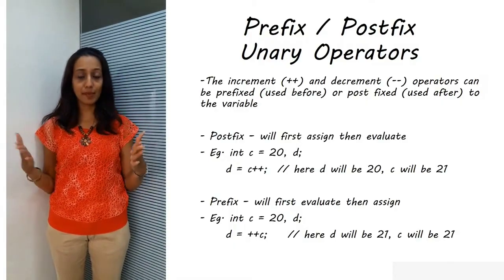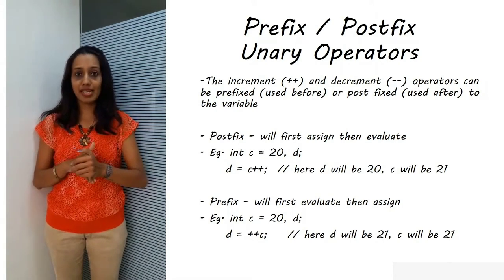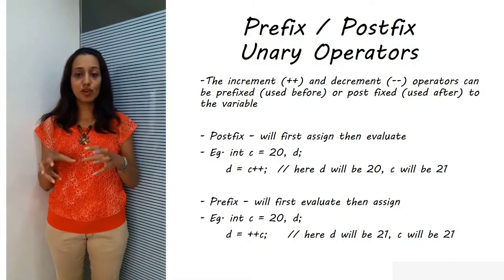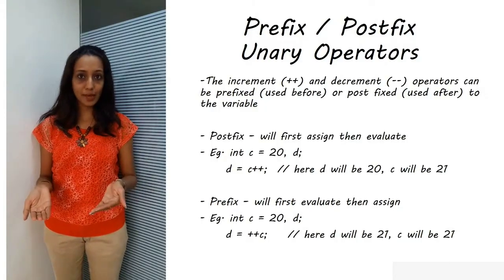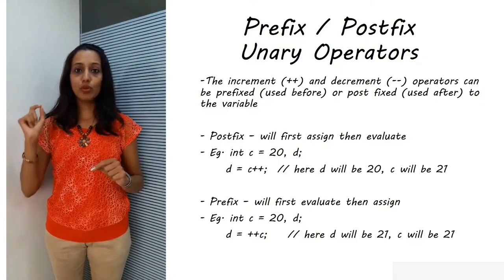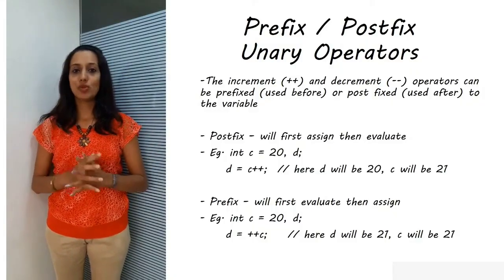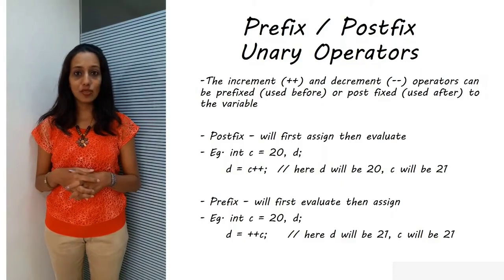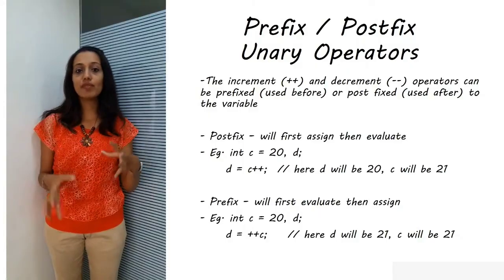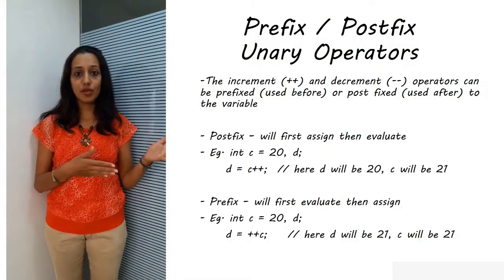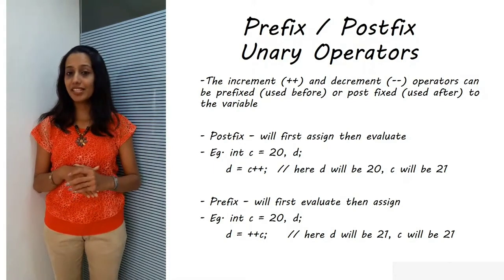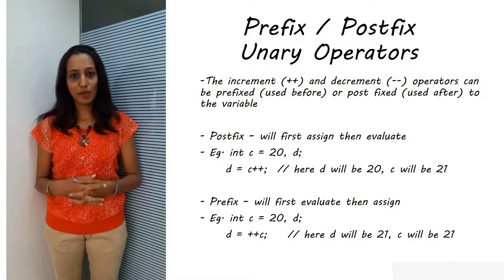That is postfix. But if I prefix the expression, that is if I write D is equal to plus plus C, then in that case first it will increment the value of C by 1, and then assign it to D. So in this case both D and C will be 21. So you need to be careful when you use these increment and decrement operators in prefix and postfix when you are using them as part of an expression and you're going to assign the value of these variables to some other variables. So this is about prefix and postfix expressions of unary operators.